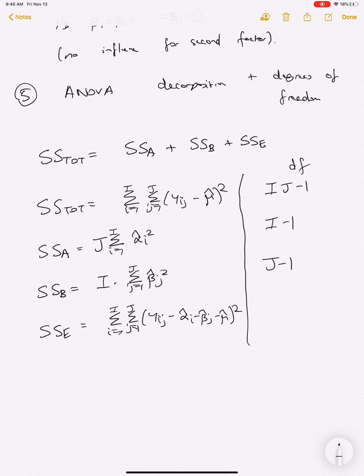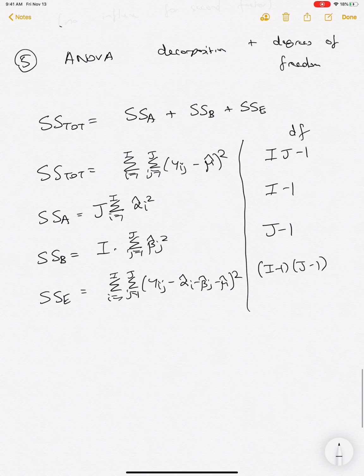And then, you can think about it in a couple of ways, but the degrees of freedom have to sum up. So this SS error, that's the error under your model. The overall degrees of freedom here are just going to be I minus 1 times J minus 1. And that's what you need to make sure the degrees of freedom add up. So I minus 1 plus J minus 1 plus (I minus 1)(J minus 1) should add up to IJ minus 1.